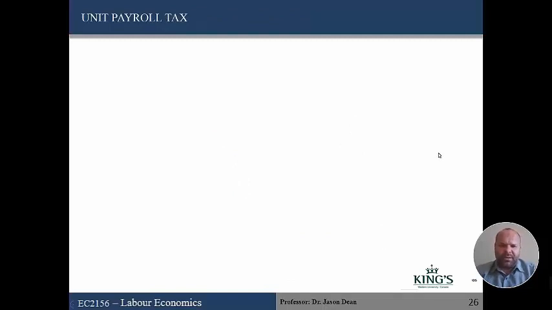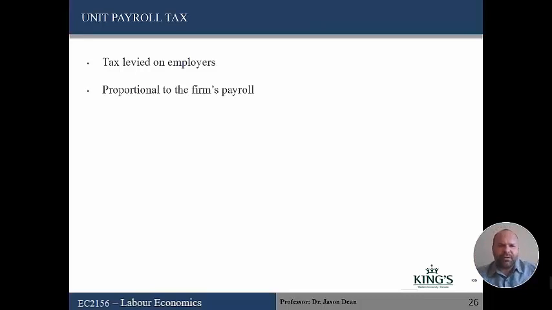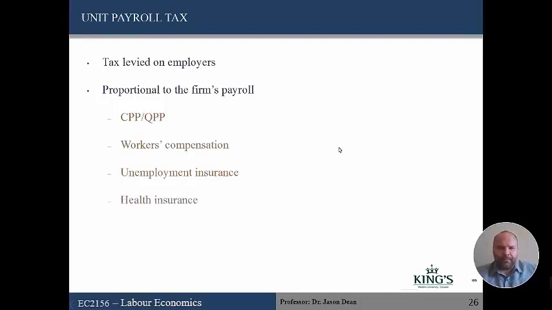Let's talk now about a payroll tax. This is a tax that's very common and is levied on employers. It's proportional to the firm's payroll. Examples in Canada would be the Canada Pension Plan or the Quebec Pension Plan, workers' compensation, or unemployment insurance. Whenever a worker works and gets paid, the company has to pay this amount, and it's proportional to how much the worker is paid. Health insurance is another example.